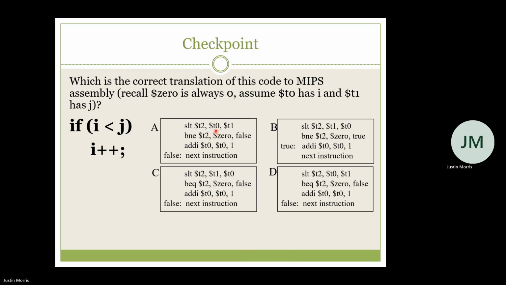Okay, so the first step was set less than sets T2 to be 1 if this is true, right? Mhm. So assuming this is true, T2 would become 1, right? And now 1 is not equal to 0. So we would go to false, which is actually going to skip this.